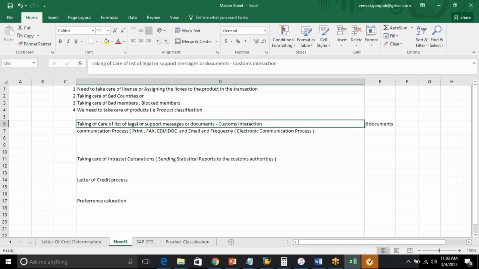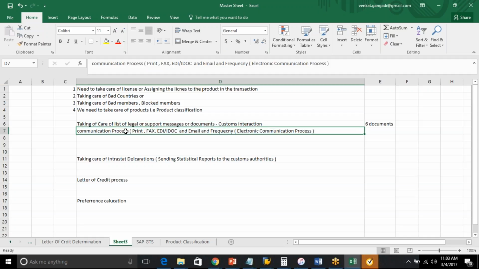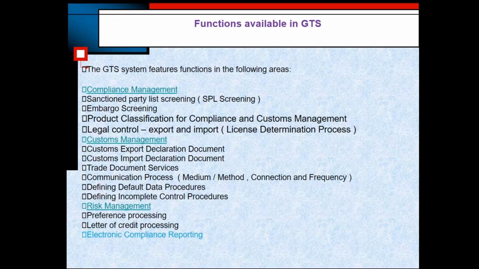So you understood that we need to take care of the support documents or the legal messages, and we need to take care of the communication process as well. In order to support these requirements, SAP GTS has introduced the concept of customs management. We will discuss what functionalities and application areas are available in customs management.